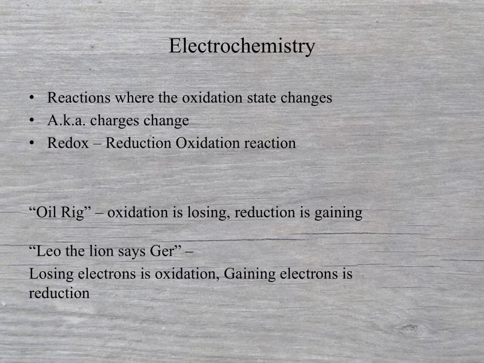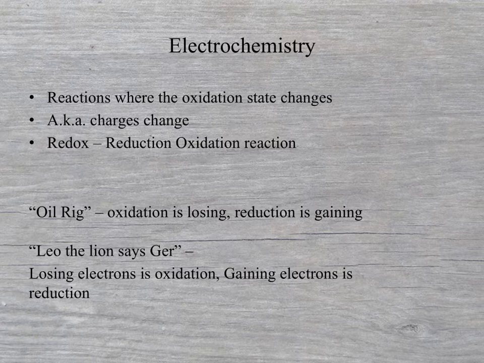So when you're looking at an element, for instance, you might be going from iron in a +2 state to iron in a +3 state. That would be part of a redox reaction when you change the overall charge of the elements. And you have to have one element that is going to lose electrons and one element that is going to gain electrons.